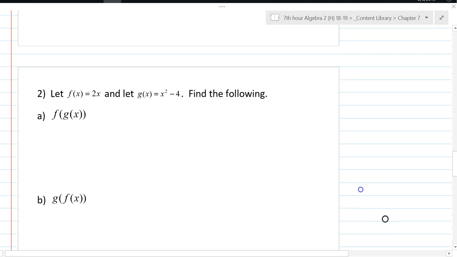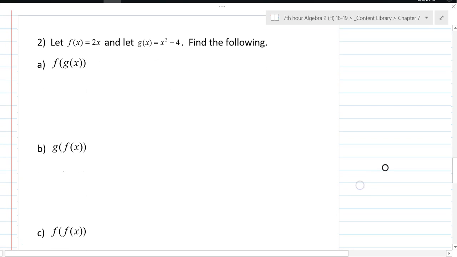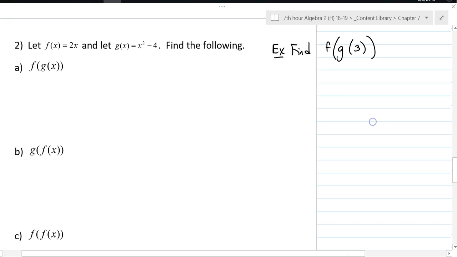Okay, so now we're going to do compositions dealing with equations rather than tables. We're going to let f of x be 2x and g of x be x squared minus 4. Those are two polynomial functions, and we can do compositions easily with polynomial functions. Before I do this f of g of x example, I'm going to go over to the side and use the same two functions, but find f of g of 3, just like we did with the table, but now we actually have two functions.